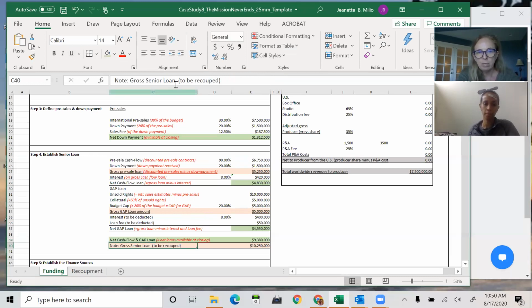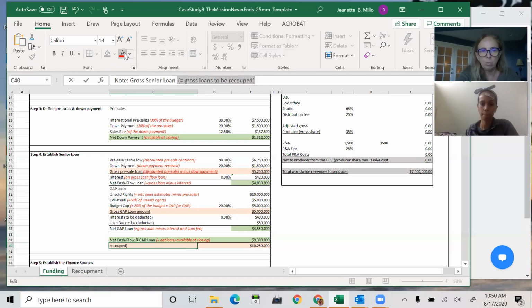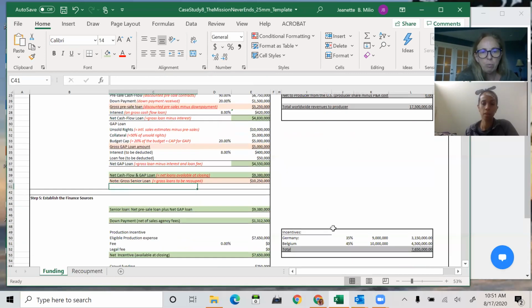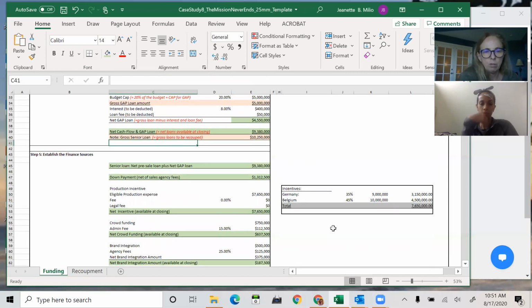And this one is what we need to recoup. It's going to be the gross loan, because the gross loan includes all our fees. I'm going to write gross loans to be recouped. And you know what that is and why that is. It includes all fees that you have to pay to the bank. This is all we did on the bank loan. So then we went and figured out our other finance sources.